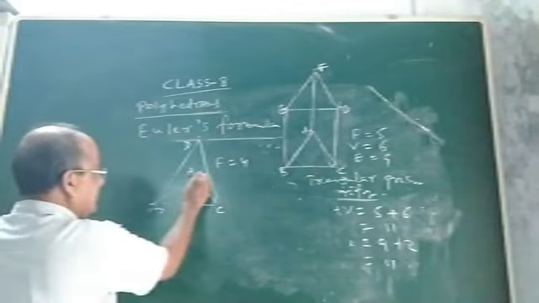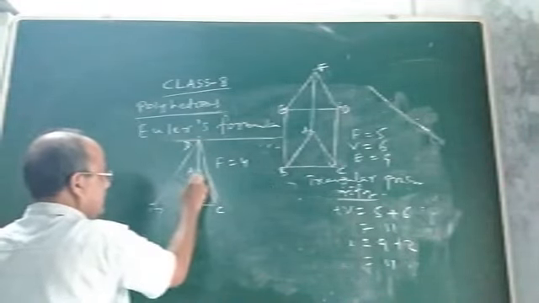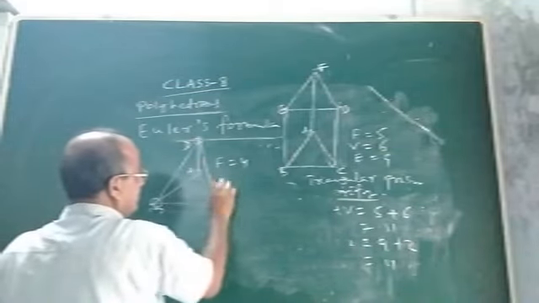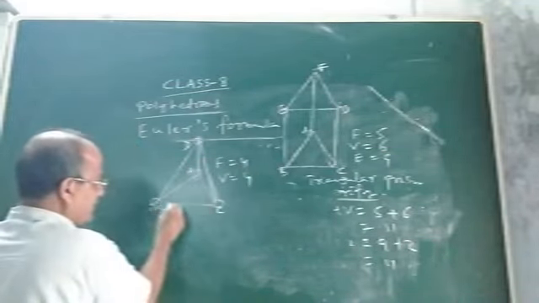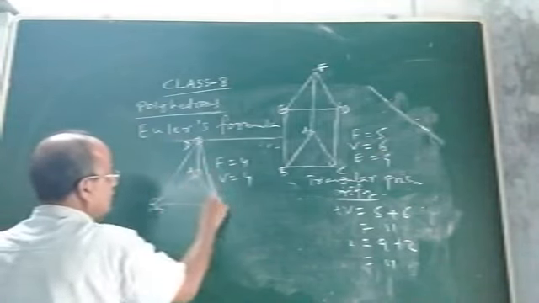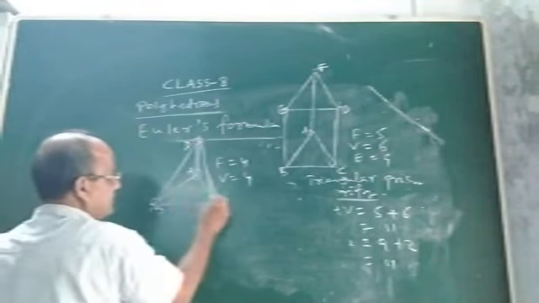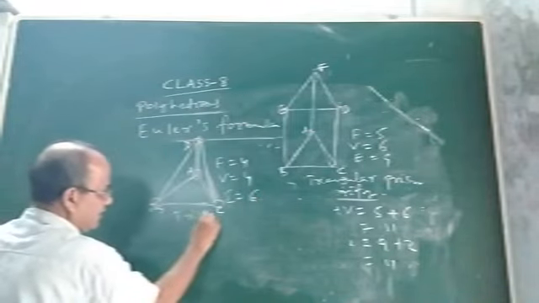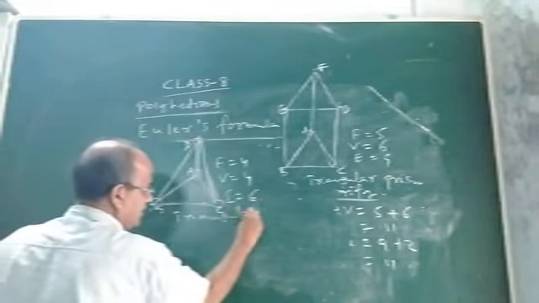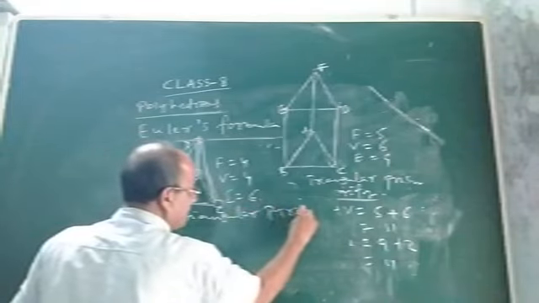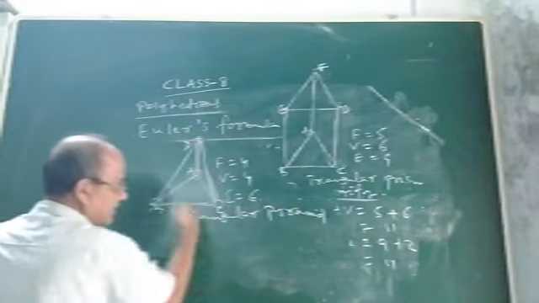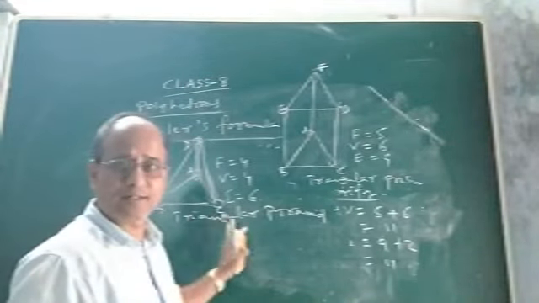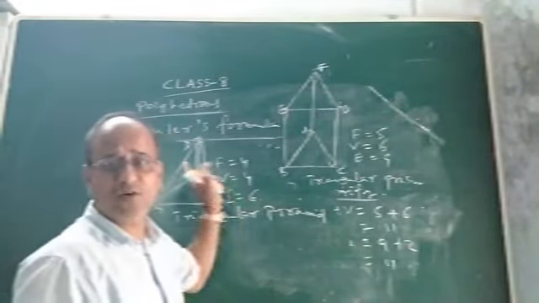What about vertices? This is 1 vertex, 2 vertex, 3 vertex, 4 vertex. Vertices are also 4. What about edges? You see 1, 2, 3, 4, 5, 6. Number of edges is 6. So this is a triangular pyramid. Now let us check or verify Euler's formula for this triangular pyramid, whether it satisfies Euler's formula or not.